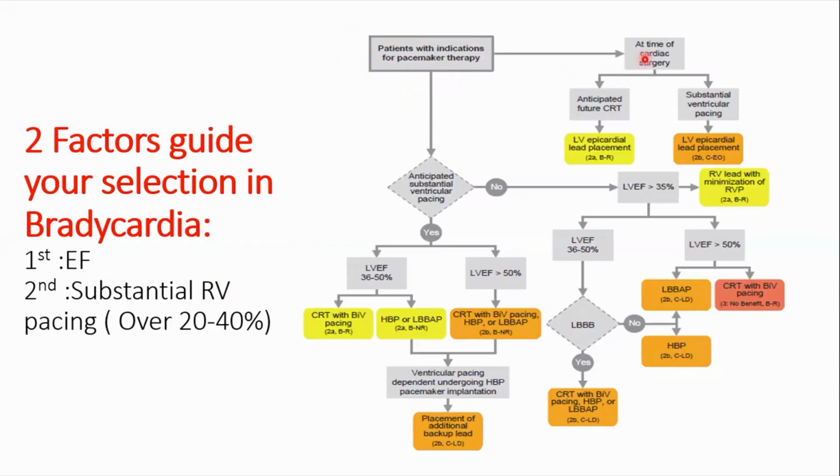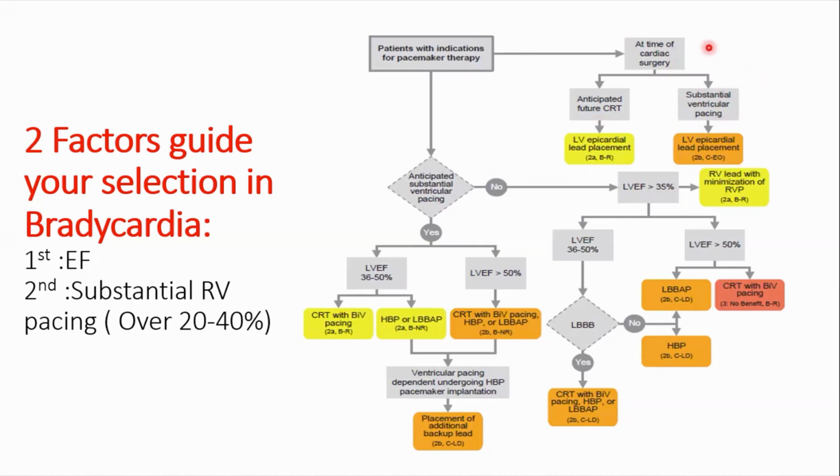So when you get a patient with an indication of pacemaker implantation, you should ask yourself, is it at the time of cardiac surgery? If it's at the cardiac surgery and there is anticipated future need of CRT, you should implant an LV lead. But if there is a substantial ventricular pacing, it's a class 2B to implant an LV epicardial lead.